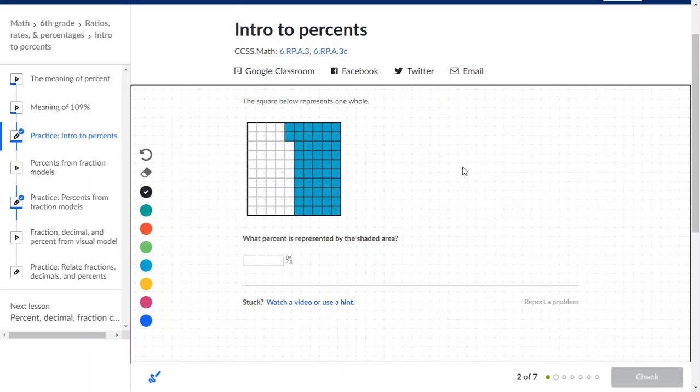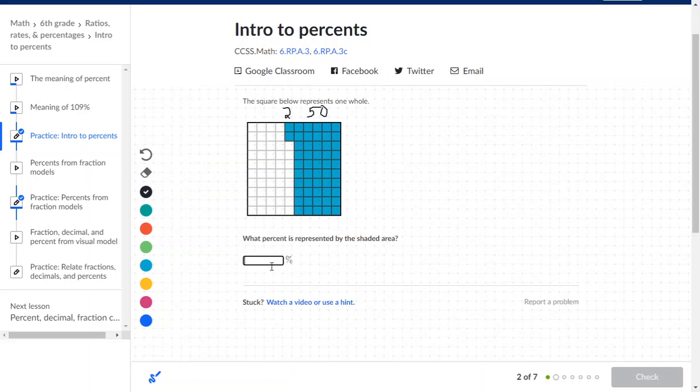Okay, see if you could find this one. All right, again, this time we've only got the one square, and we're not using the whole thing, but that's okay. We can figure this out. We've got 1, 2, 3, 4, 5 columns that are all completely filled in. So we can say that that is 50%, and then we've got these two over here on the left. So our total percentage is going to be 52.